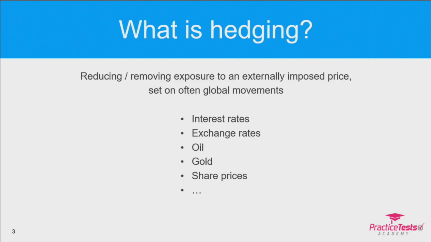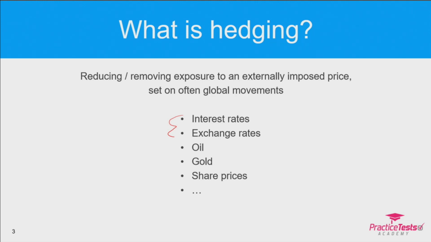Now, hedging is about removing or reducing your exposure to some kind of an externally imposed price, whether that price is interest rates or exchange rates, which are the two main ones that feature on the syllabus. But it could be the price of anything that's set globally: the price of oil, the price of gold, share prices. So, for example, if you deal in gold as a business, then you'll be very exposed to what happens to the global price of gold. And if we buy gold today with a view to selling it later, we'll be very exposed to whether the price of gold moves in between times. So hedging is all about what we can do to try and remove or reduce that risk, that exposure to that global price movement.